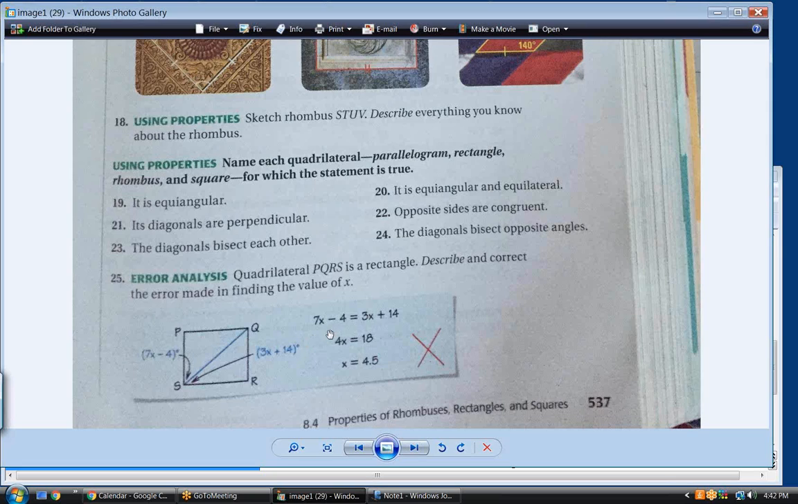What can you say about these two angles? In other words, what should this first line read? They're equal to 90 degrees. Exactly. So this first line should be 7x minus 4 plus 3x plus 14 equals 90. And then you can solve for x.